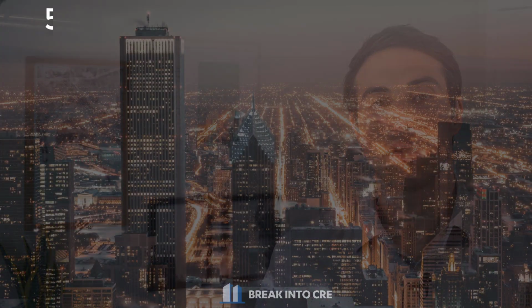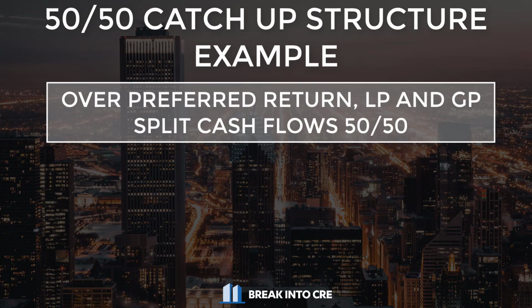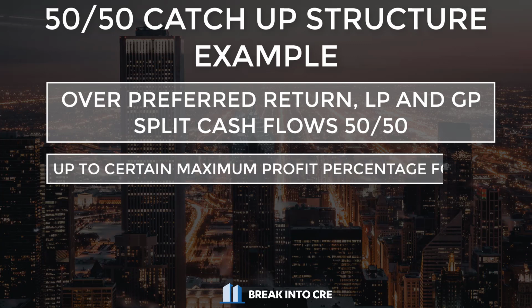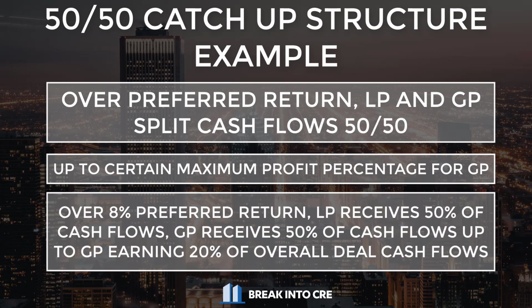So for example, you may have heard of a 50-50 catch-up, which essentially means that over that 8% preferred return, or whatever that preferred return is, 50% of those cash flows are going to go to the GP and 50% are going to go to the LP. Now this only occurs up to a certain maximum cash flow split for that general partner. So in the example with the 8% preferred return, what you often might see is that over that 8% preferred return, there will be a 50-50 catch-up up to the point that the GP has earned 20% of the overall cash flows on the deal.